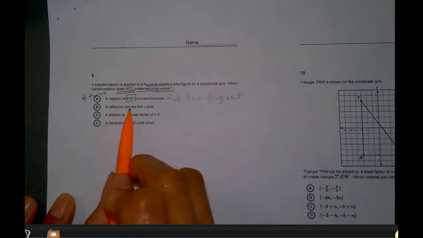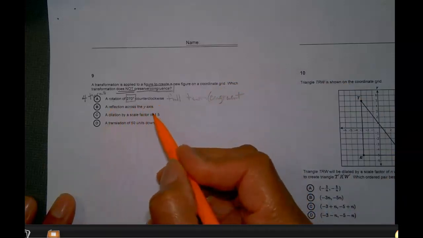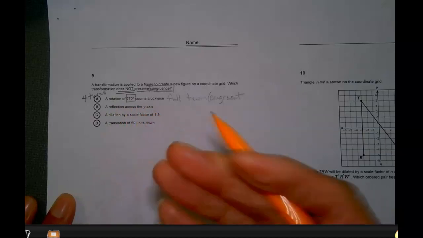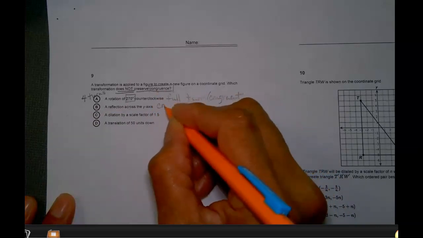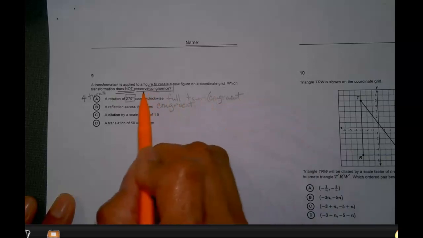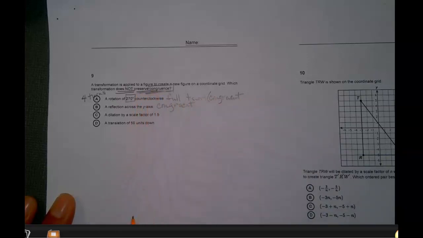A reflection, that means it just flips. That's all that it does. And then you're trying to figure out if it's still congruent. Not if it's just preserved for the figure, but if it's congruent. So then this would be congruent because it just flipped. Because you only want to know preserving congruence.